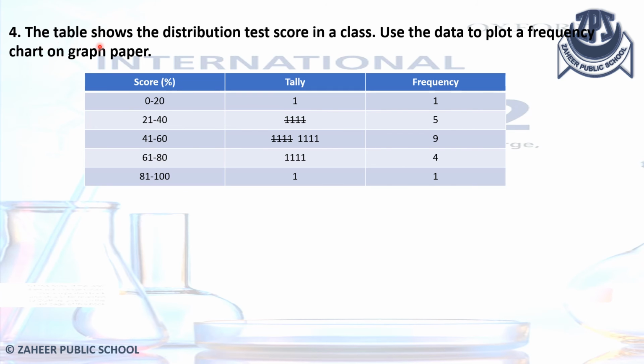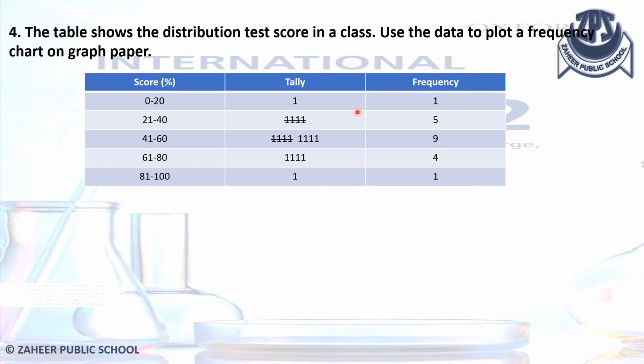Now in the fourth question, a table is given to you which shows the distribution of test scores in a class, and you have to again plot a frequency chart on graph paper. Here is the score percentage, and this is the frequency of that. It's a tally bar. How to write? You know, tally bar: just mark 1, 2, 3, 4, and the fifth one is crossing them over.